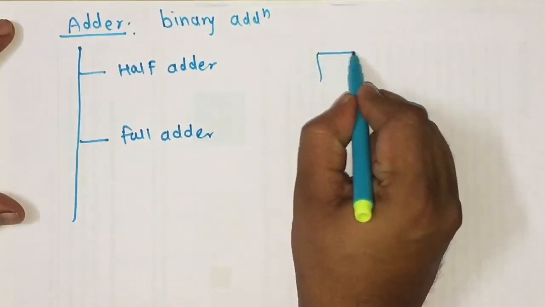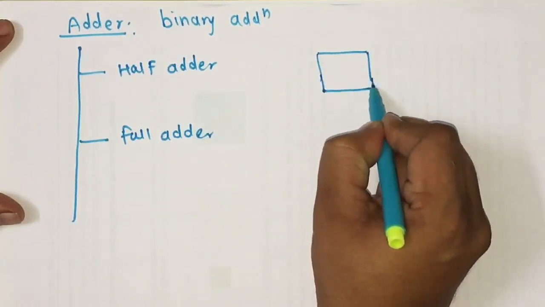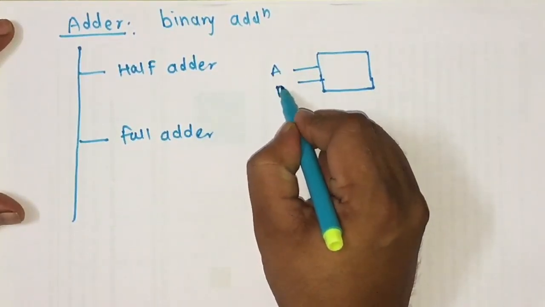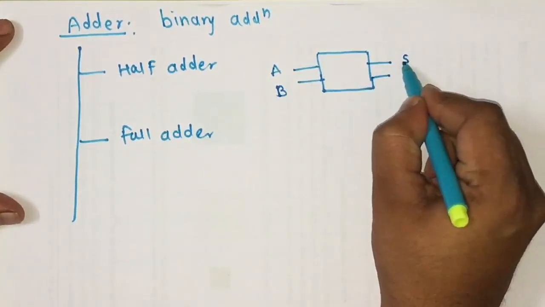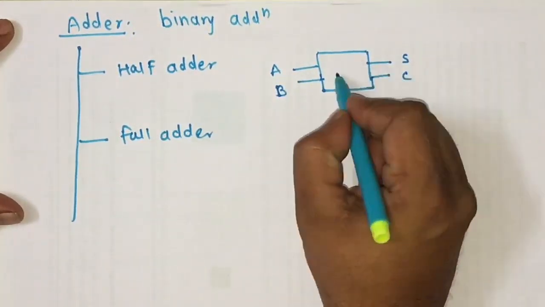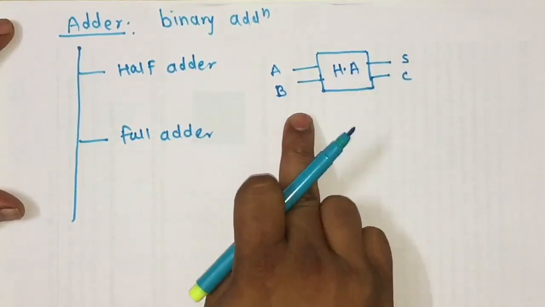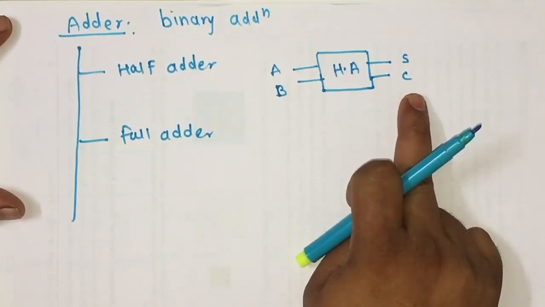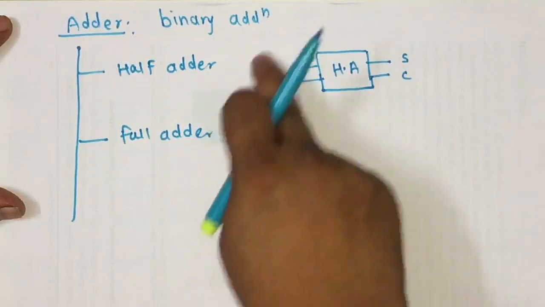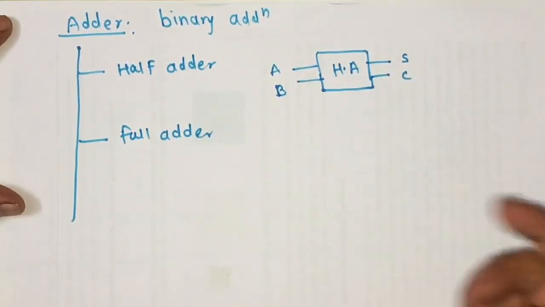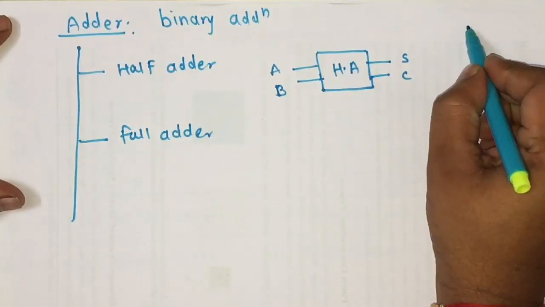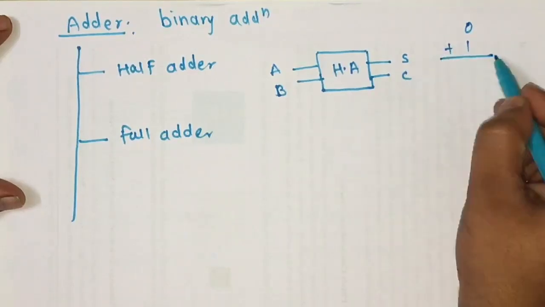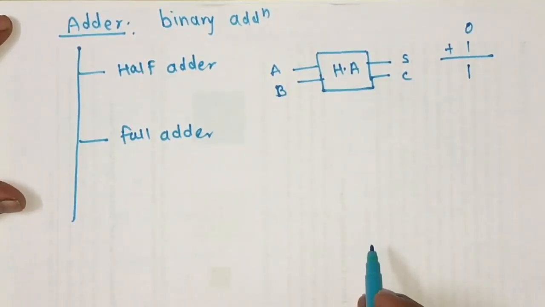Now the half adder consists of two inputs, let's say A and B, and two outputs, that is sum and carry. So this is the half adder. It consists of two inputs A, B, and two outputs sum and carry. In this case, this adder is able to add a single bit with another single bit. Suppose for example we need to perform the addition of 0 and 1, at that time we can use such a half adder. 0 plus 1 is 1.